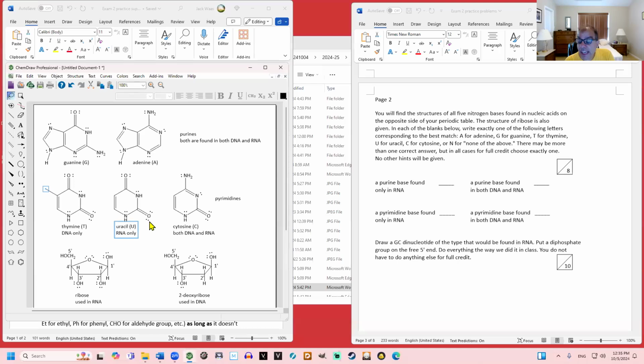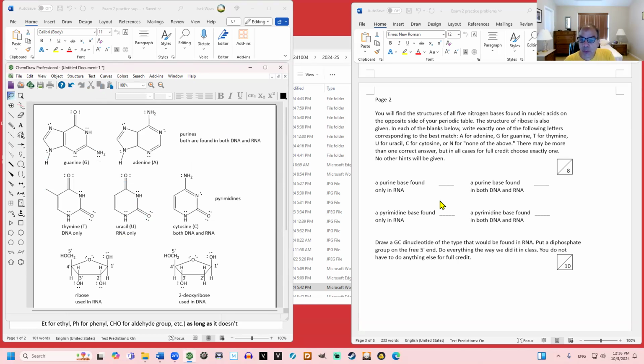And everything I'm saying here is included in what you will have to know. I don't promise I'm saying absolutely every single thing you'll need to know here, but I'm trying to cover at least most of it as it comes to my mind. And again, you'll be given the structures of the 5 nitrogen bases and of ribose. I do not expect you to memorize those.